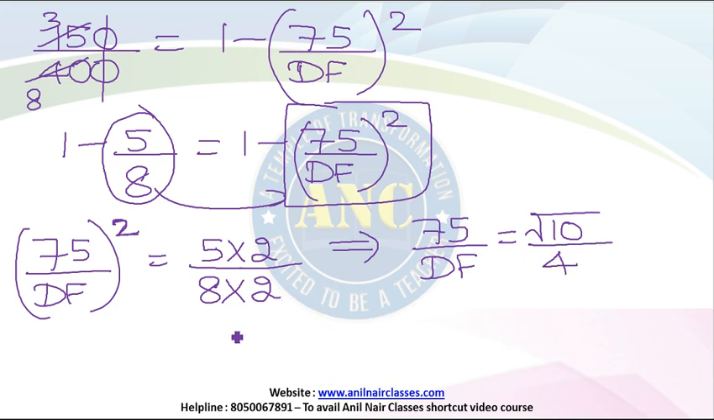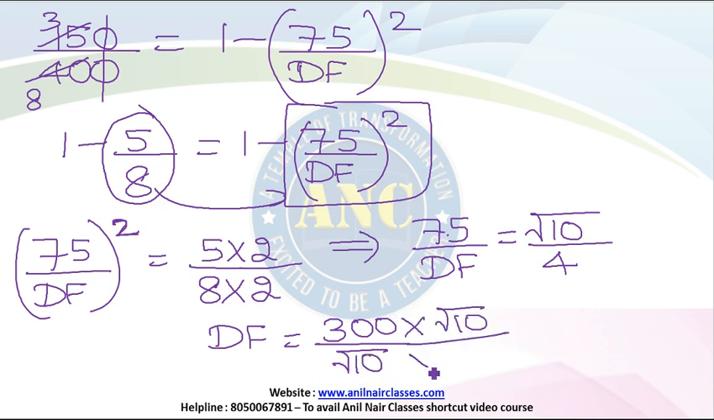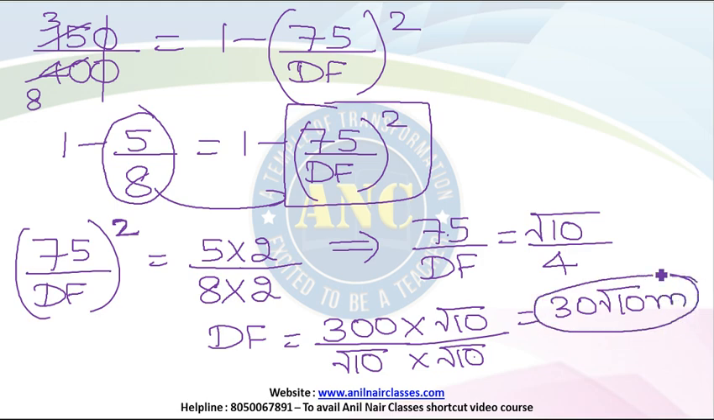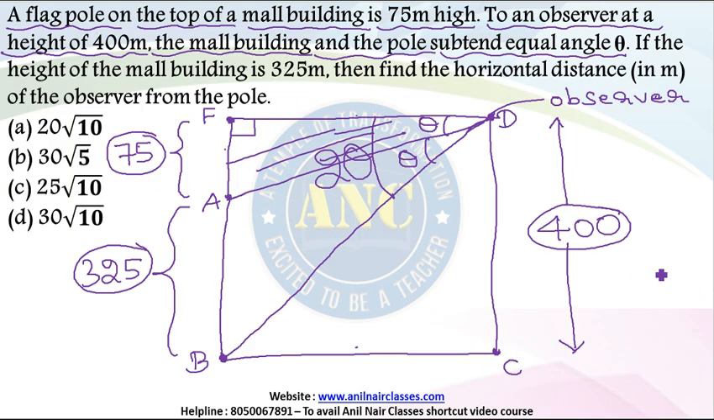So this finally becomes DF is equal to 75 into 4 is 300 divided by root 10. But I don't want a root to be in the denominator. Multiply by root 10 divide by root 10 again. So root 10 into root 10 is 10, 300 divided by 10 is 30. Final answer is 30 root 10 meters. And if you check, there is an answer option which is exactly the same as 30 root 10, which is option D. That should be my final answer.